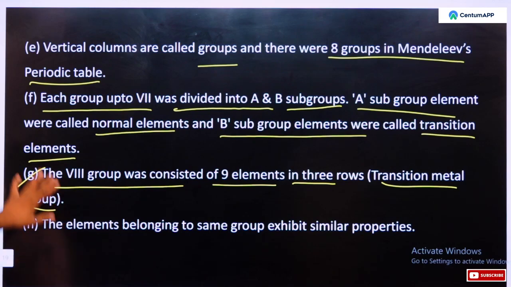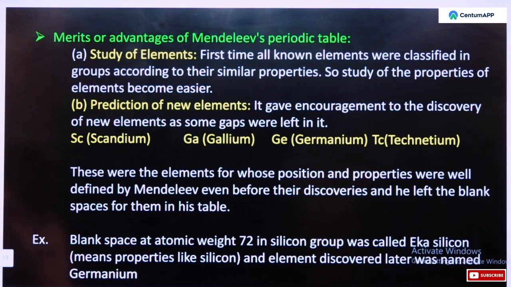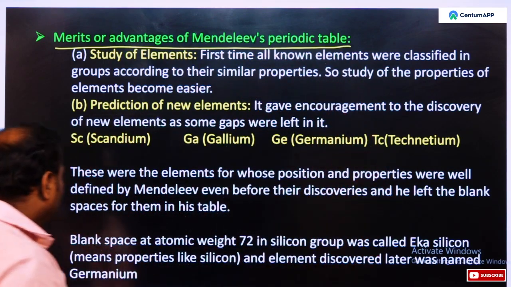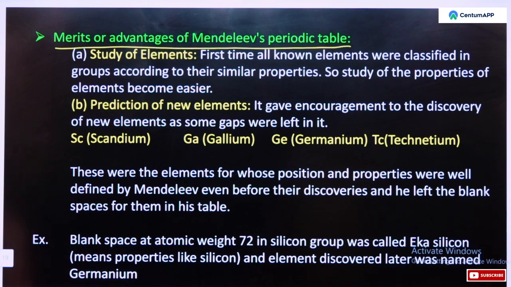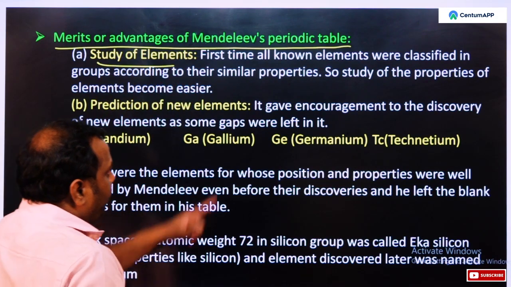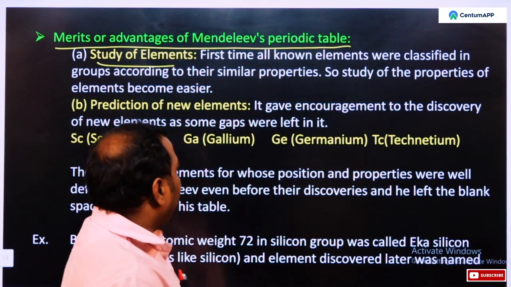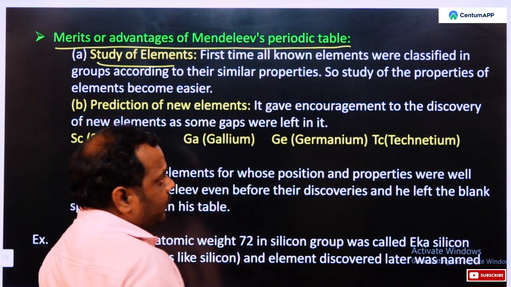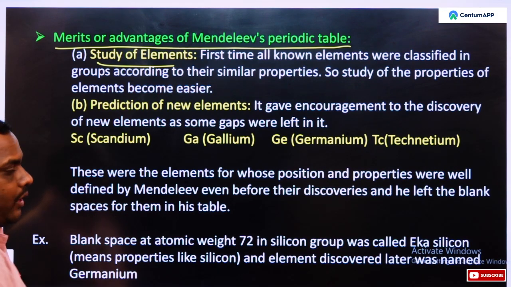Next is the merits and advantages of Mendeleev's periodic table. First point, study of elements. For the first time, all known elements were classified in groups according to similar properties. So the study of the properties of elements becomes easier.